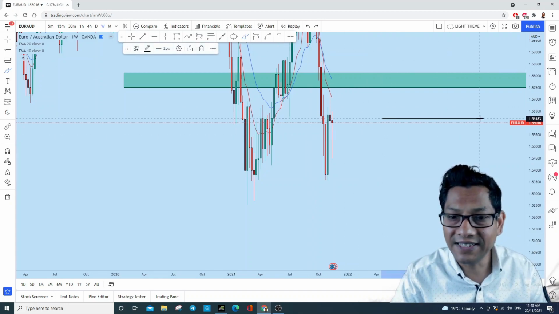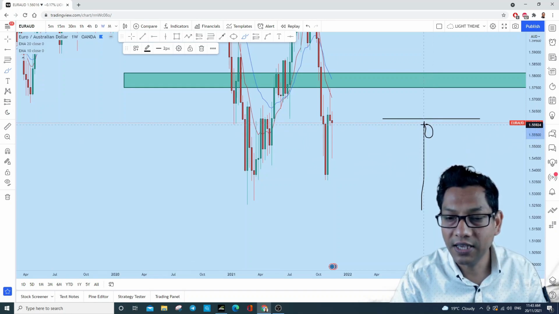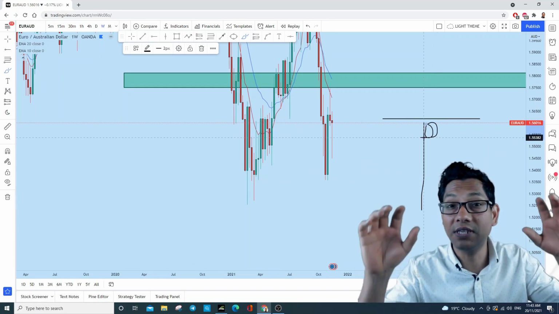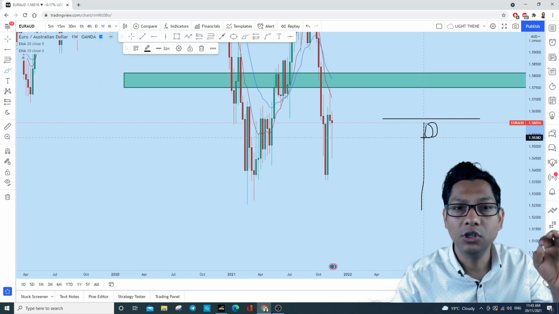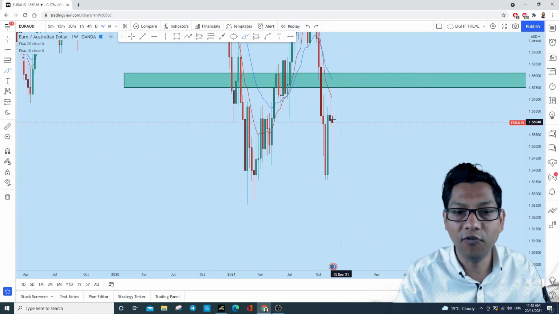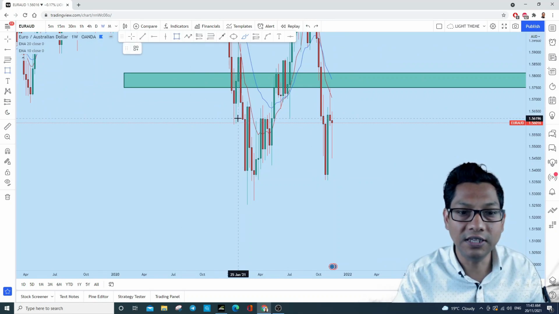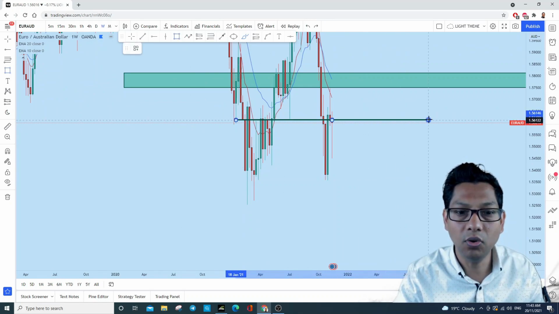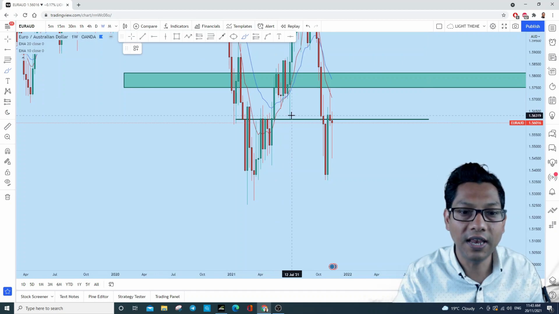When you see a resistance and a pin bar upside down like this, that is called a hanging man. That means someone is hanging on top. So this hanging man can be a good trading opportunity for us, because as you see, this hanging man formed just below this important weekly level of resistance.